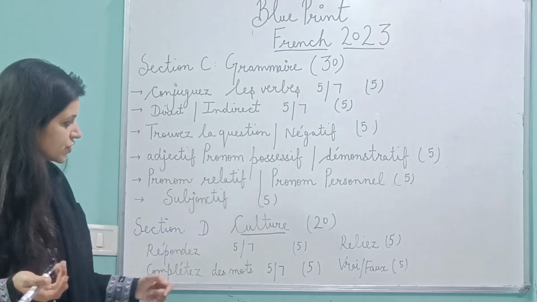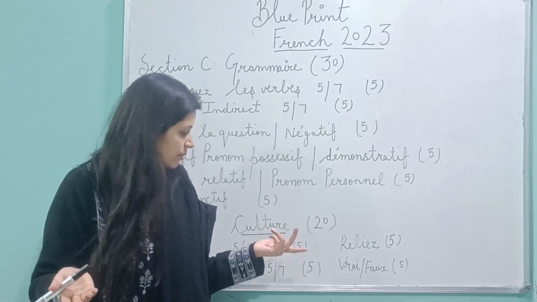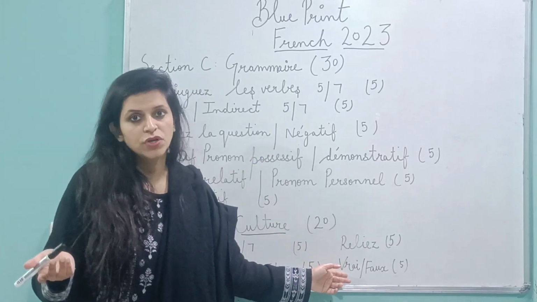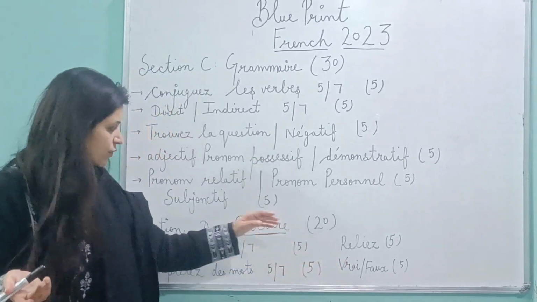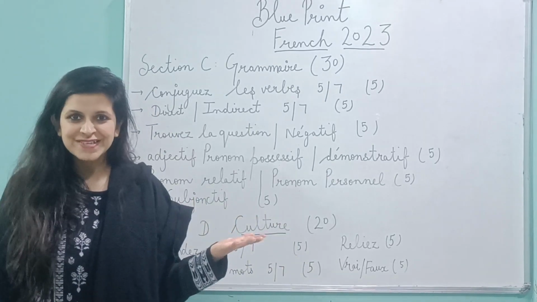It will be from the culture section only. Then you have relier les colonnes, match the column, again from culture. Then we have vrai ou faux, true or false. Okay, so these types of questions will be there in culture. Okay, don't worry, it will be an easy paper.